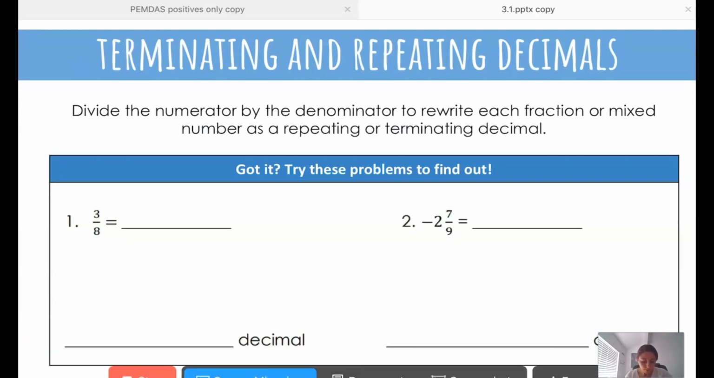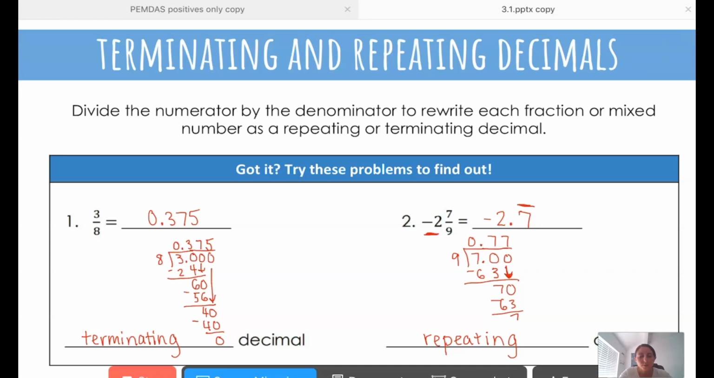All right, so now that you know how to convert fractions to decimals, I want you to go ahead and try number 1 and 2. You're going to convert the fraction to a decimal by dividing, and then you're going to tell me if it's a terminating or repeating decimal. When you have a whole number like you do in number 2, you're just going to leave it out, so you know your whole number in the decimal number will be negative 2, and then you're going to do your 7 divided by 9 to get your decimal part. All right, try that on your own.